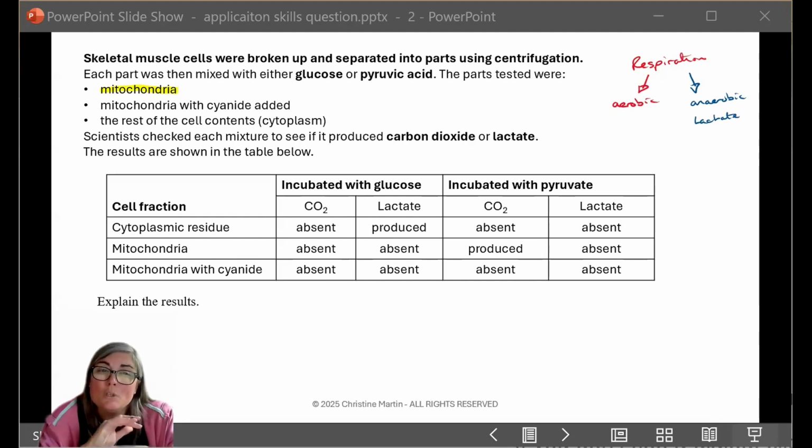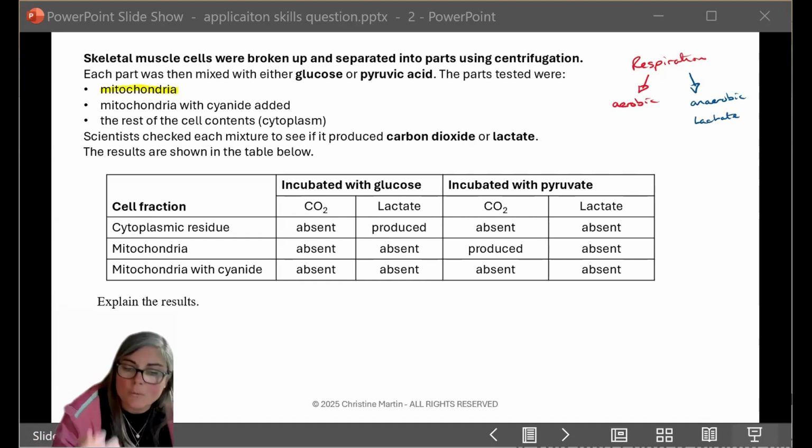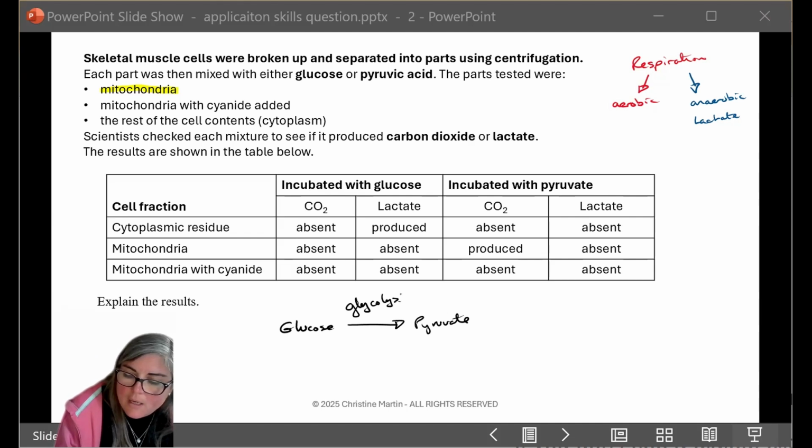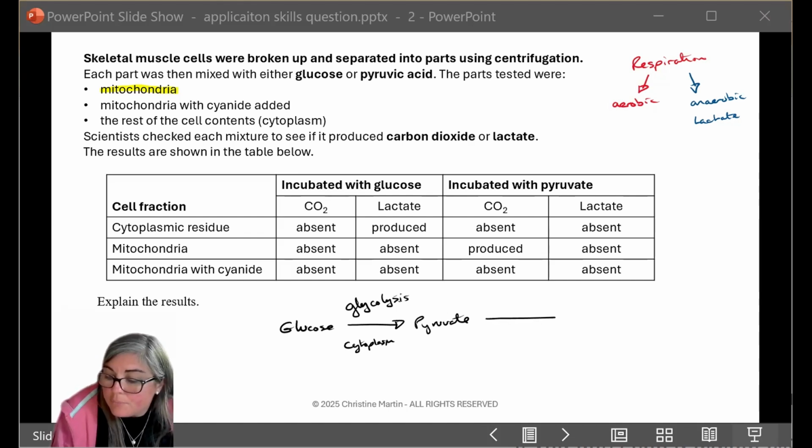So now what we're going to do is look at the information they've given us and try to decipher what they're telling us to explain the results. Now, the first thing I would always do, again, just reminding myself, is what do I know about respiration? So I know I've got glucose. Glucose is broken down into pyruvate through the process of glycolysis. I know this, and I know that this happens in the cytoplasm. So I'm just giving myself little hints. The pyruvate is then moved into the mitochondrial matrix. So we're now in the matrix.